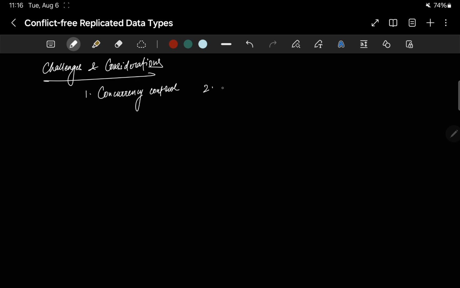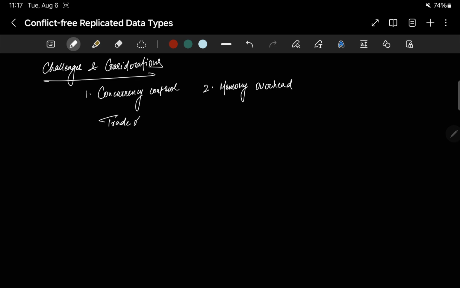Next, memory overhead. Some CRDTs may incur higher memory overhead. This is a trade-off resulting from the necessity to track causal relationships between updates. While ensuring consistency, it is crucial to be mindful of the potential impact on scalability and resource utilization.